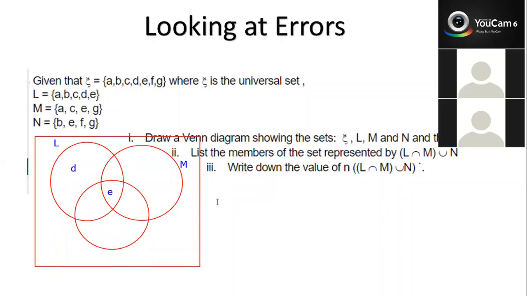All right, what belongs to N only then? F. Okay, so that's F. All right, so question now. What belongs to both set L and N? B. Okay. Just B, sir? You mean B and E?